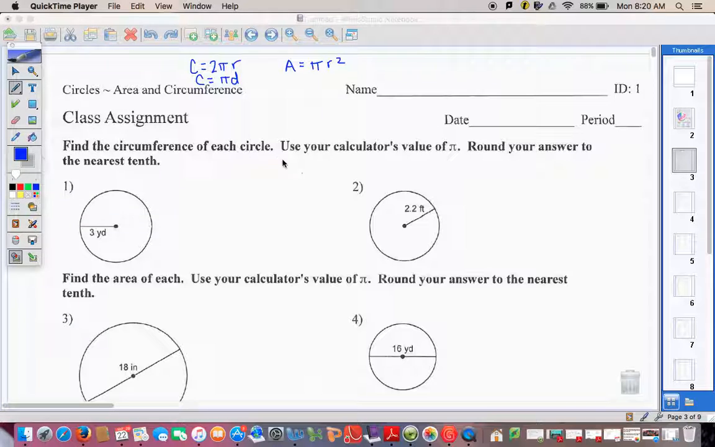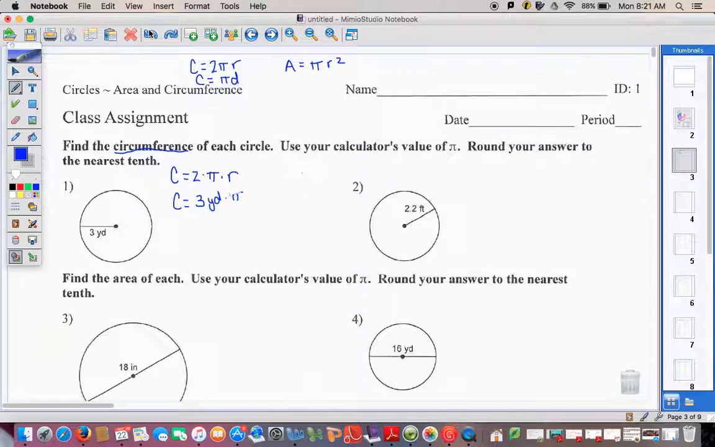Find the circumference of each circle, use your calculator's value of pi, round your answer to the nearest tenth. Because we're looking for the circumference, we know our formulas are going to be either 2 pi r or pi times diameter. Here we're given the radius, so we're going to use circumference is equal to 2 times pi times the radius. And that's exactly where you should start. You want to make sure that you have that formula written down, so you're just substituting the information that's given in.